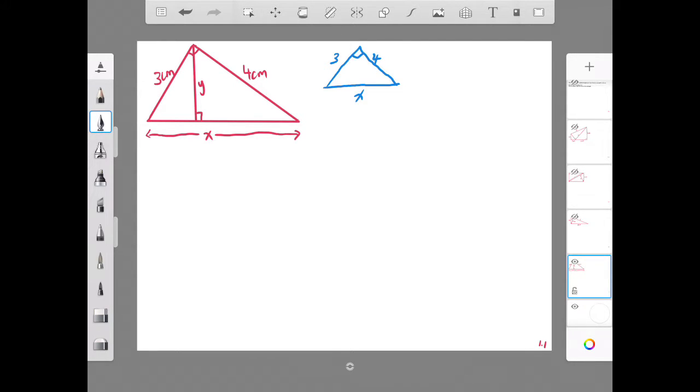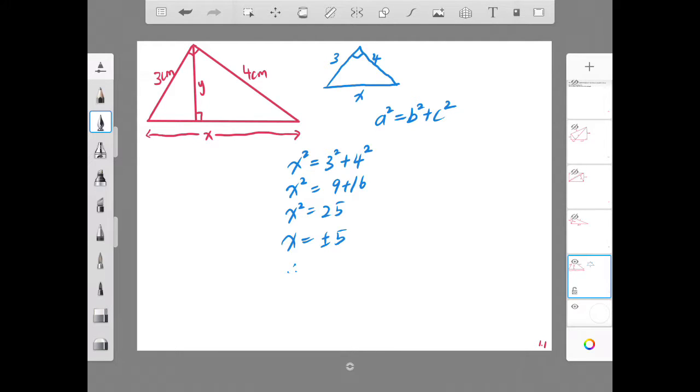As you can see, x is the hypotenuse. Given that the formula is a square equals b square plus c square, that means it will be x square equals 3 square plus 4 square. So x square equals 9 plus 16. x square equals 25. x equals plus minus 5, and therefore x will be equal to 5 cm.